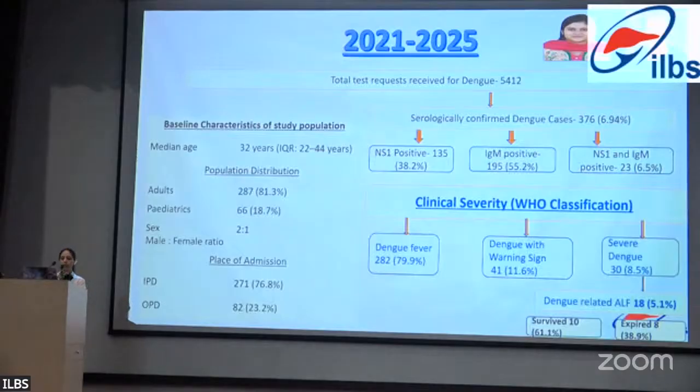Moving on to the data of ILBS, total requests received for dengue fever were 5,412, among which 376 cases, that is around 7%, were serologically confirmed dengue. 38.2% were NS1 positive, 55.2% were IgM positive, and 6.5% were both IgM and NS1 positive.